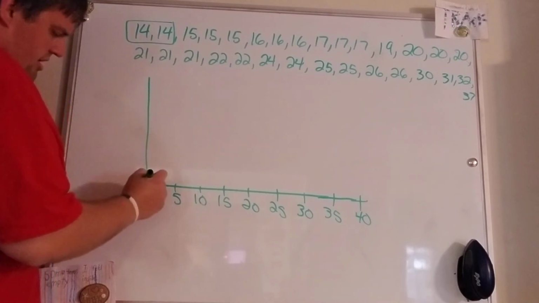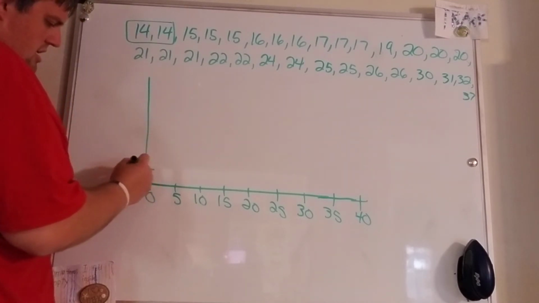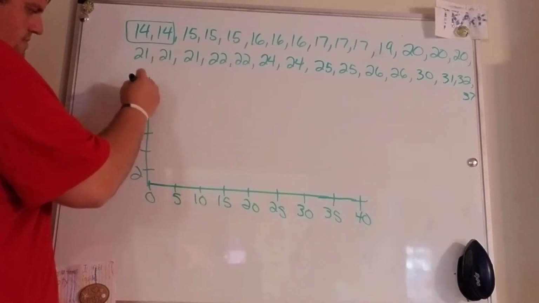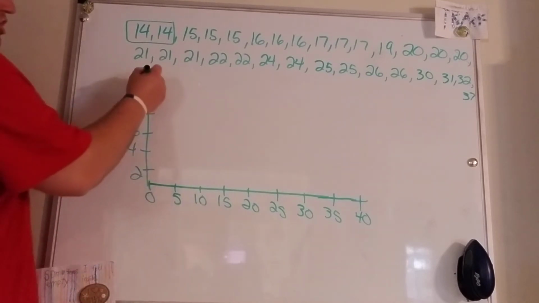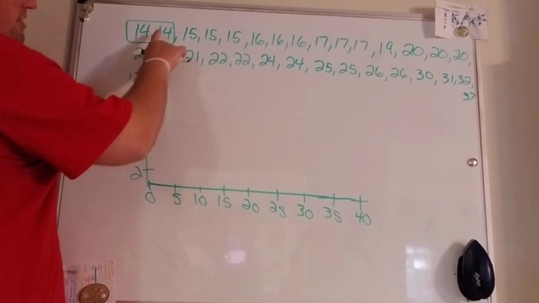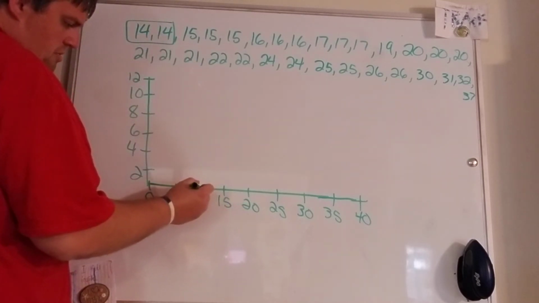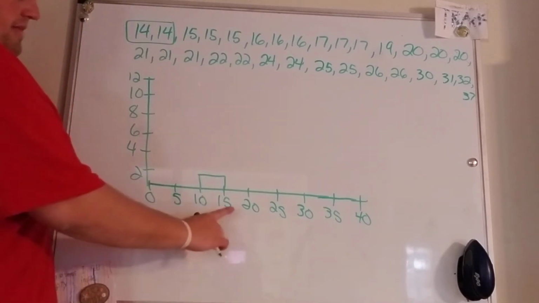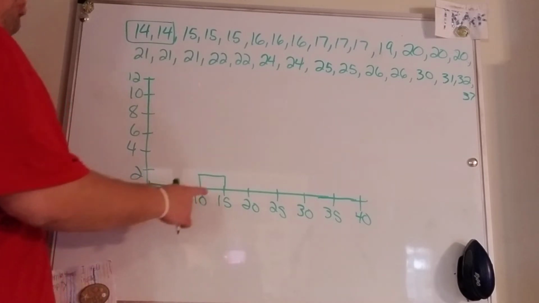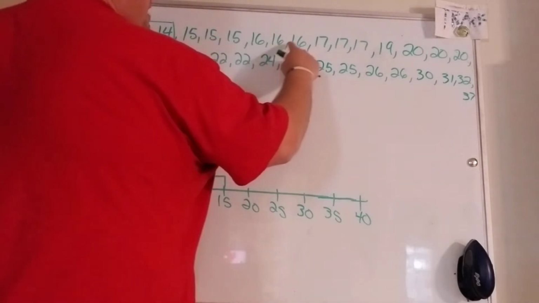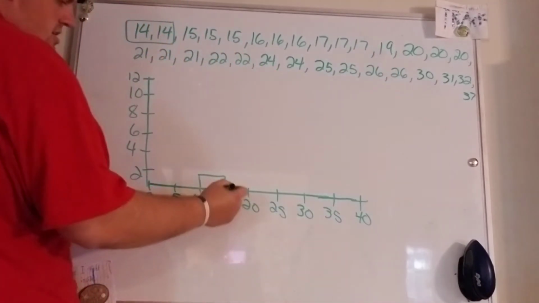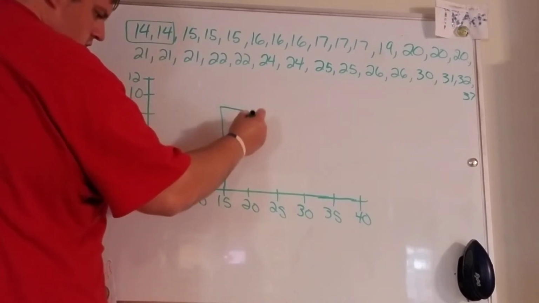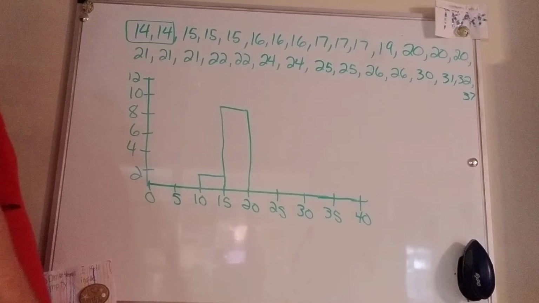So over here there's going to be a frequency. We'll go by twos here. That's how many times these numbers occur. There's two numbers between 10 and 15, so we're going to make a bar that goes up to 2, like so. And then between 15 and 20, we have 1, 2, 3, 4, 5, 6, 7, 8, 9, 10. So this bar is going to go up to 10. That's all the numbers up till 20.